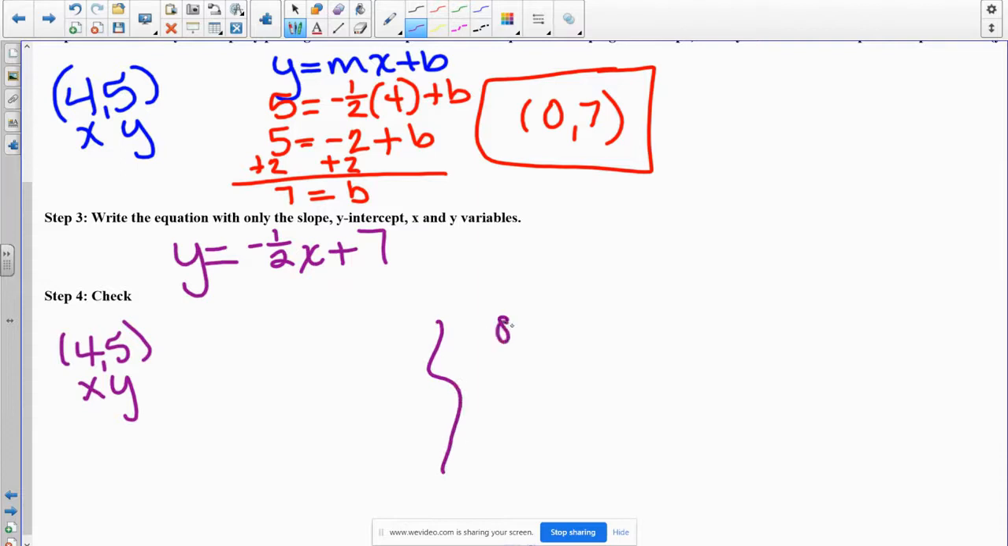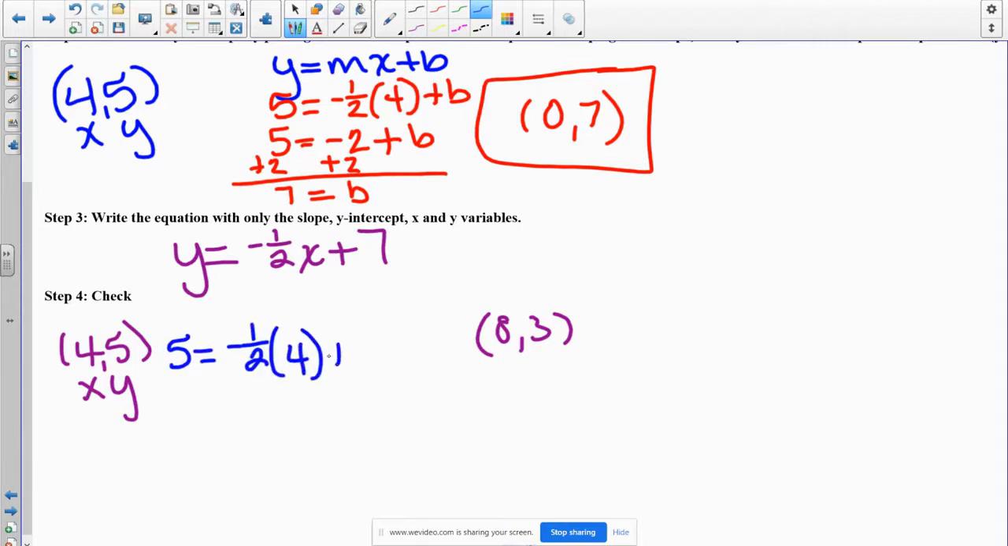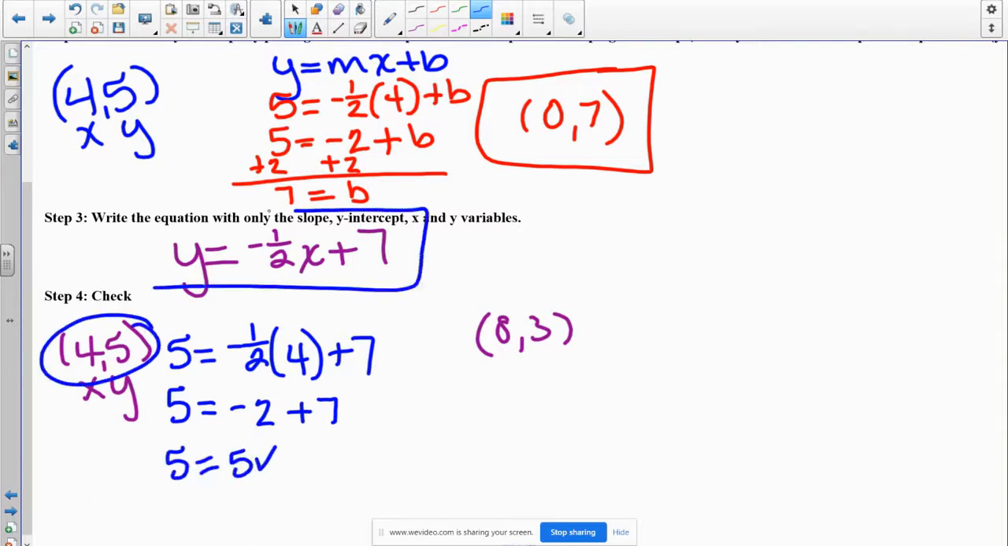And then we had 8, 3. Okay, and then I'll get rid of that so it's not in the way. Okay, and then what we're going to do is plug them in and see if it works in the equation we just made. So y in this case is 5, equals negative 1/2 times 4 plus 7. So go ahead and put it in your calculator or do it really quick in your head. Negative 1/2 times 4 is negative 2, plus 7. Negative 2 plus 7 is 5. So yes, this point is on the line that we said was y equals negative 1/2 x plus 7.